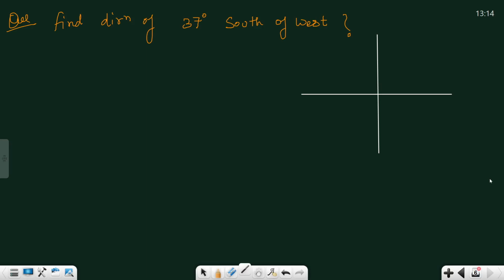So we don't have non-standard angles, right? Non-standard angles means except 0, 30, 60, 45. I have not written 37 degrees. Do you know 37 degrees? I told you in trigonometry: sin 37 degrees equals cos 53 degrees equals 3/5. Cos 37 degrees equals sin 53 degrees equals 4/5. Clear?